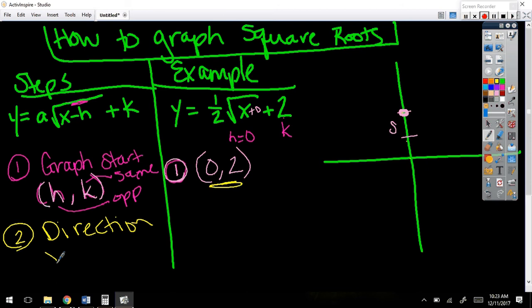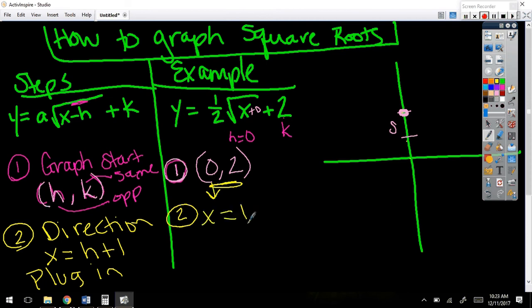1 past the start point? And plug in. That's weird. So we took the H and added 1 and then plug in. That's the same thing we did with parabolas. So here, if I started at 0, what's a good point to use for my direction point? 1. Okay? Now, if X equals 1, how do I find what Y goes with that?